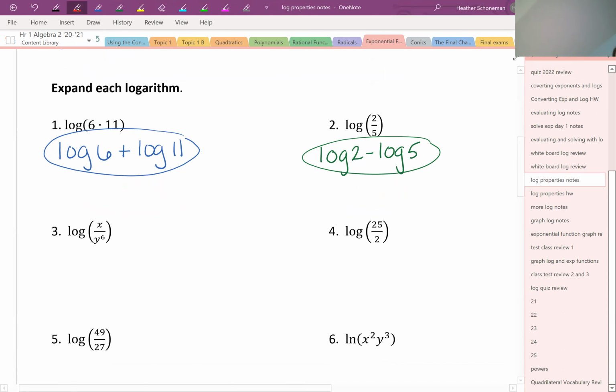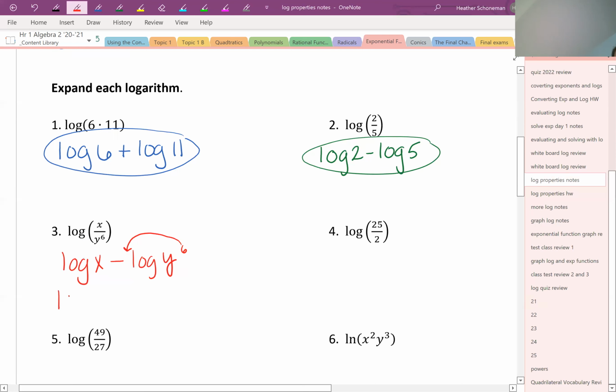Okay, now let's try it with variables. Well, it's division. So this is going to be log x, because it's division, minus log y to the 6. Now it looks like we're done, but we're not. Any exponents we have, we need to move to the front for it to be finished. So our final answer is going to be log x minus 6 log y.